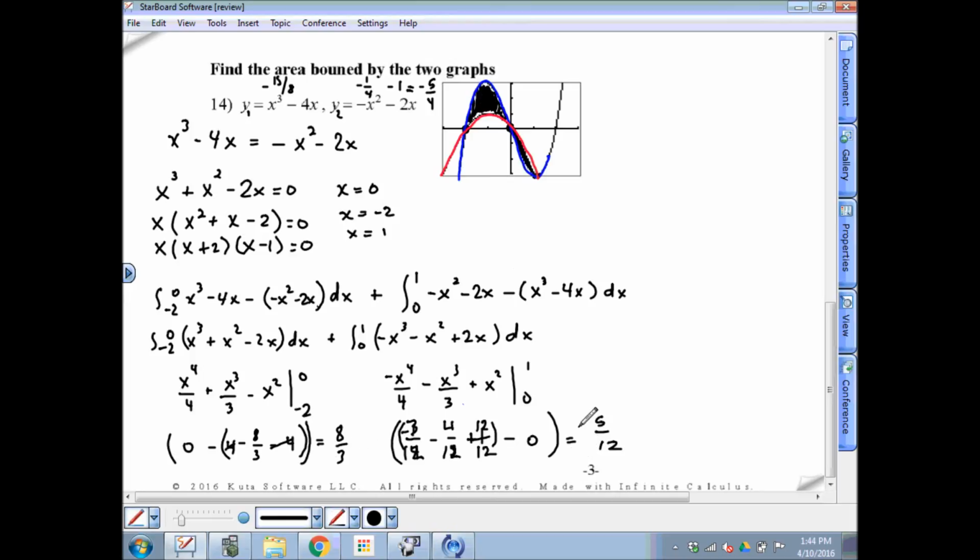So now I can take these two areas, 8 thirds plus 5 twelfths. 8 thirds, if we want to make that in terms of twelfths, is 32 twelfths. So the final answer is 37 twelfths for the area.